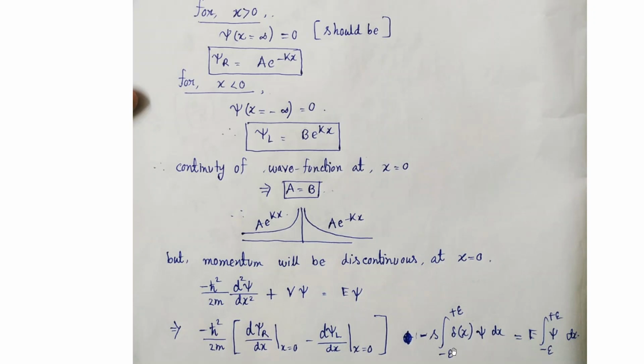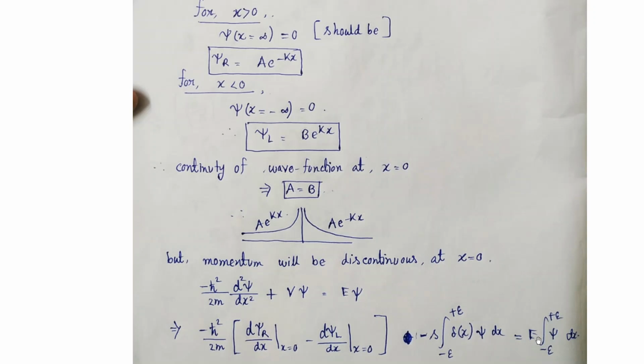The neighborhood is minus epsilon to plus epsilon. So epsilon is a very small neighborhood around x equal to 0. And in this limit, we have to integrate this whole equation. So the first term will give this; let me explain how I get this solution on a different page. Now let us look at the second term. The second term is minus lambda delta(x) psi dx, with the range minus epsilon to epsilon. We already know how to integrate this.